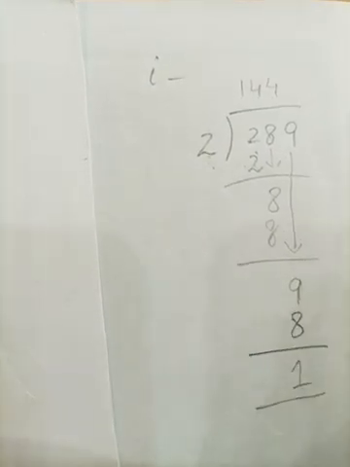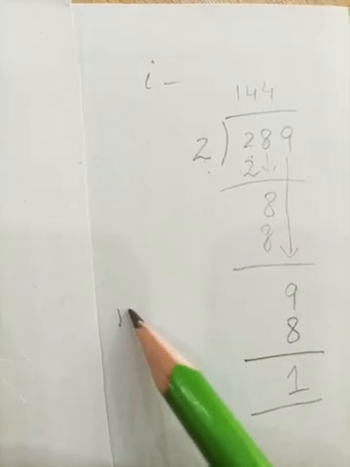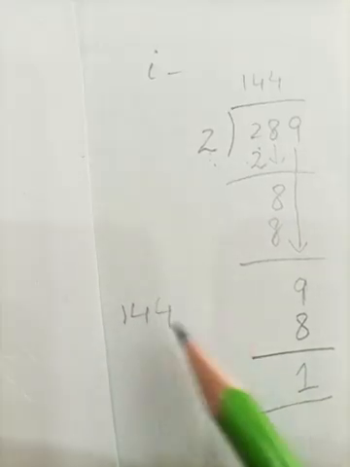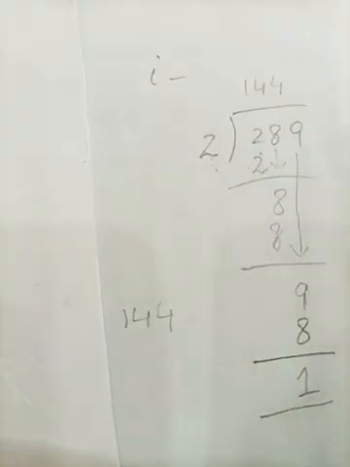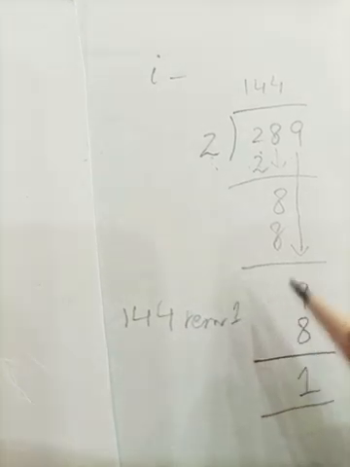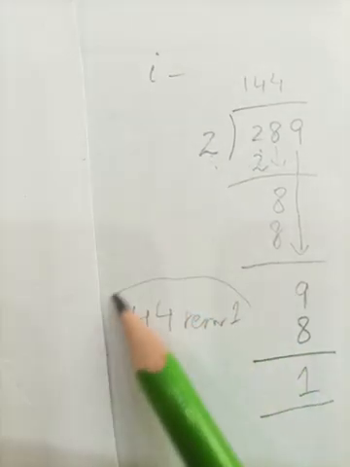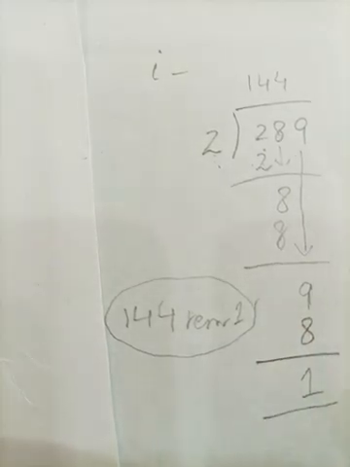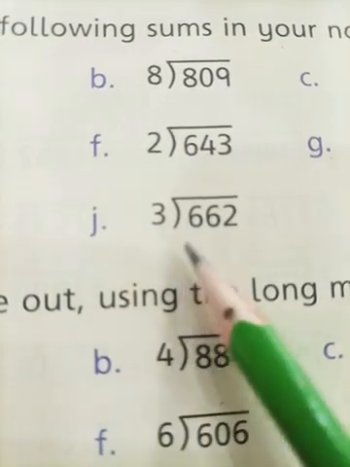How can we write our answer? Yes, tell me. 144, that is our quotient, and the remainder, that is the 1. REM showing our remainder, and remainder is 1. Here is our answer.